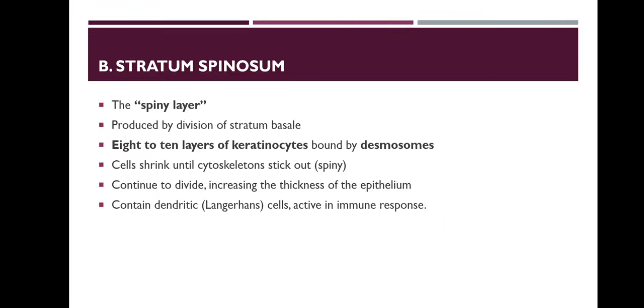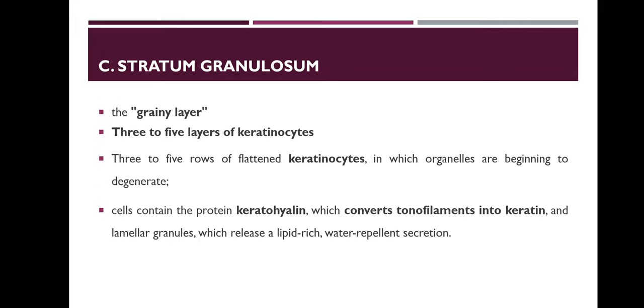Next, the stratum spinosum, also known as the spiny layer, produced by the division of the earlier layer, the stratum basale. 8 to 10 layers of keratinocytes are bound by desmosome junctions. The cells shrink until the cytoskeletons stick out and form the spiny structure. The cells continue to divide, increasing the thickness of the epithelium layer. The stratum spinosum also contains dendritic cells, which are active in immune responses.